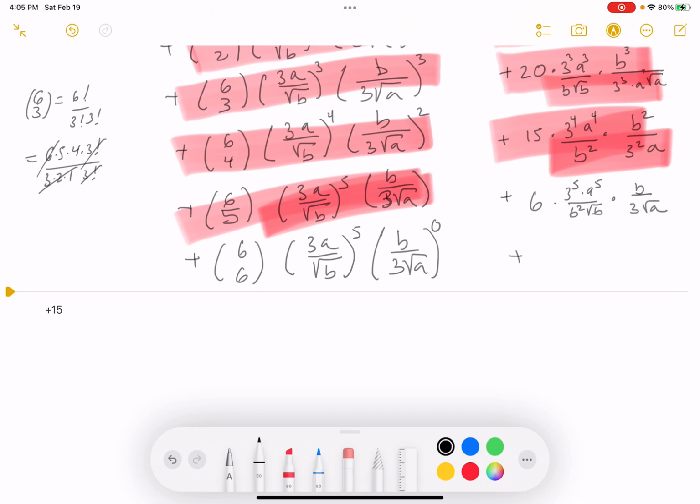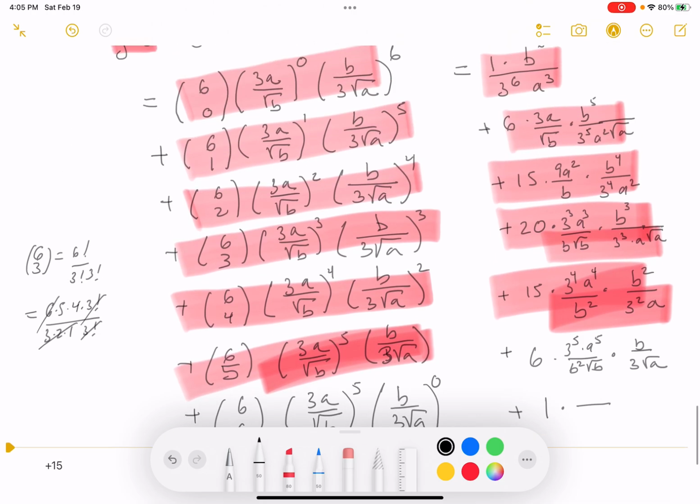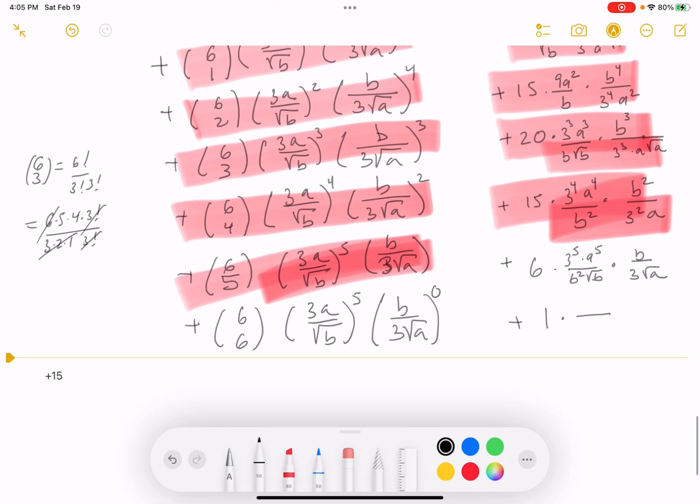Last but not least, 6 choose 6, same thing as 6 choose 0, that was 1. And then what do you get? Wait a second. What did I say over here? 0, 1, 2, 3. It's 6. I'm sorry. And what do you get? 3 to the 6, a to the 6. And let's see what you get there. That would be b cubed, right? And then there'll be none of those other factors there. And we're done.